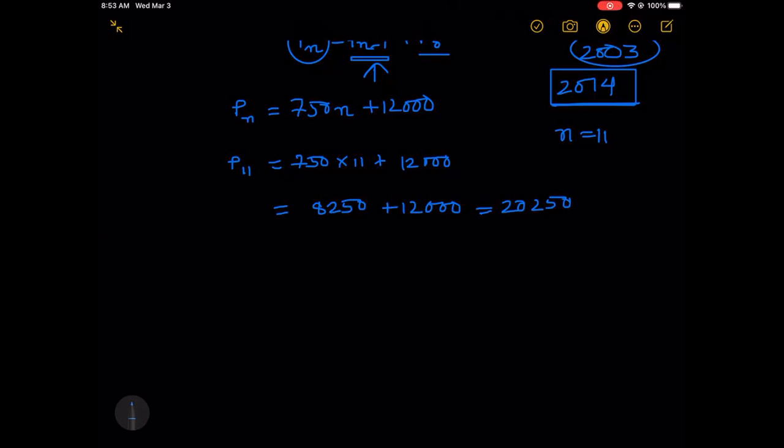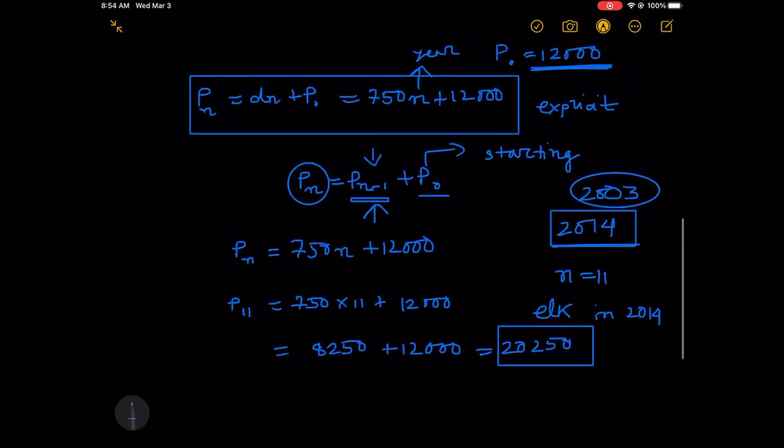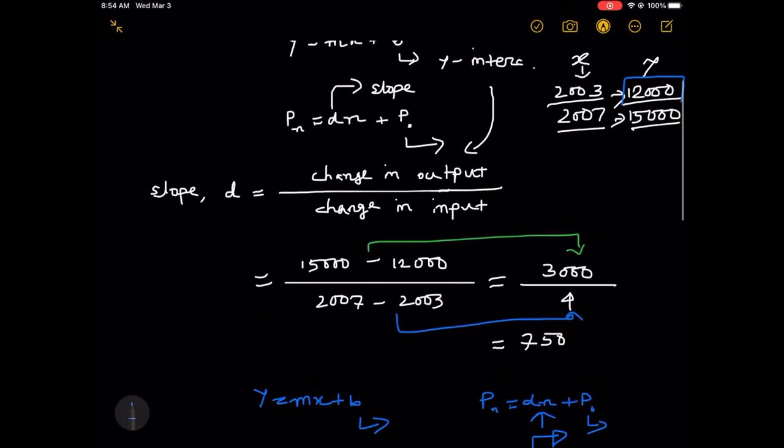So this is the final result. After all these calculations, we are here to get our final result. This is the number of elk in the year 2014, if, of course, it continues to grow the way we have been given.